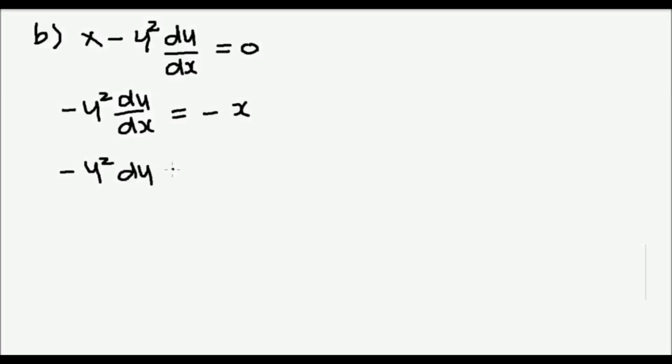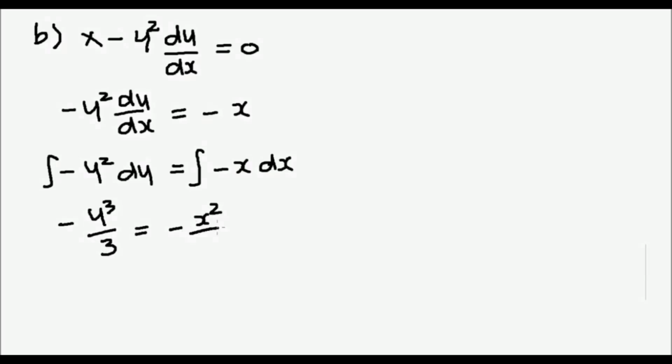negative y squared dy equals negative x dx. And you have to integrate both of them, which will give you the new answer negative y cubed over 3 equals negative x squared over 2 plus c after you have integrated.